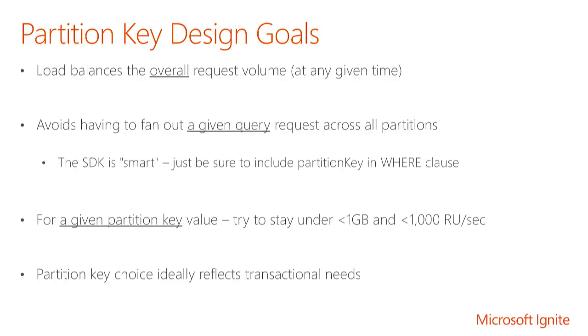And for any given partition key value, you also want to make sure that you stay, generally speaking, under 1 gigabyte for storage and under 1,000 request units per second. You can go higher, but because we co-locate them on physical partitions, it's still good to use this as one of your design goals for your choice of partition key.